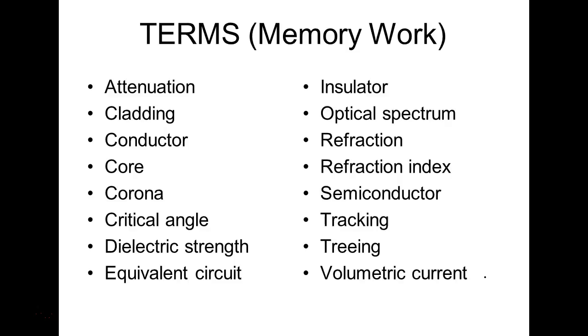And these are all the things we're going to talk about. Attenuation, cladding, conductors, core, corona. Some of you ain't heard before. Critical angle, dielectric, equivalent circuit, insulator. You already know what that means. What is corona? Corona is a glow that things pick up, caused by electrical potential.